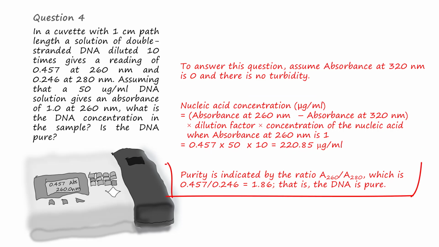Purity is indicated by the ratio absorbance at 260 nanometers divided by absorbance at 280 nanometers, which is equal to 0.457 divided by 0.246, which is equal to 1.86. That is, the DNA is pure.